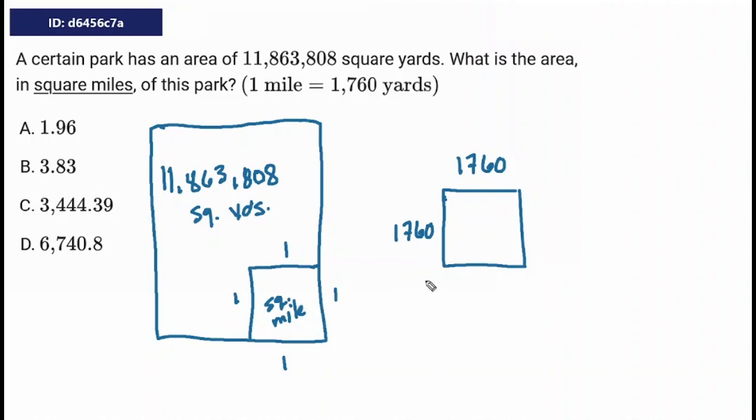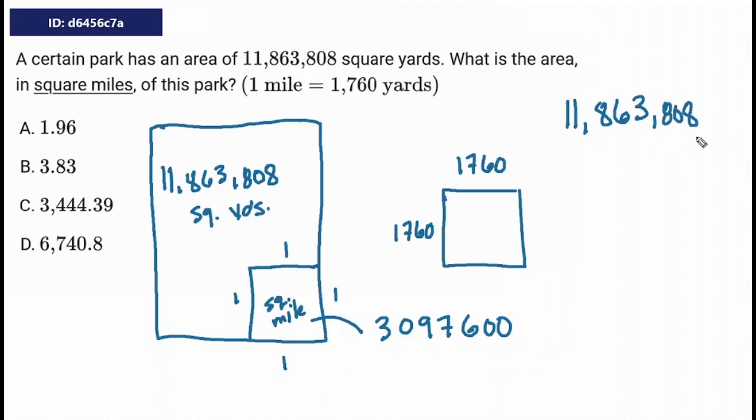How do I do that? Simply multiply 1,760 times 1,760. And I'm going to get some ginormous number, 3,097,600. But now I'm golden, because all I have to do to find the number of square miles is divide. I divide the total in square yards by what a square mile looks like in square yards.